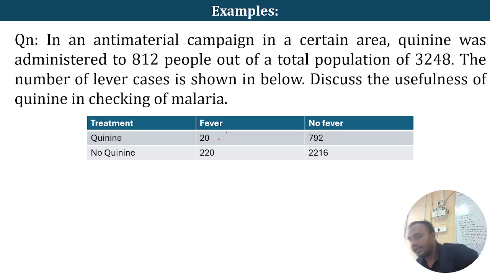So we have an anti-malaria campaign in a certain area. Quinine was administered to 12 people out of total population 3248. Then the number of fever cases is shown below. Discuss the usefulness of quinine in checking malaria. Can anyone tell what is the null hypothesis?